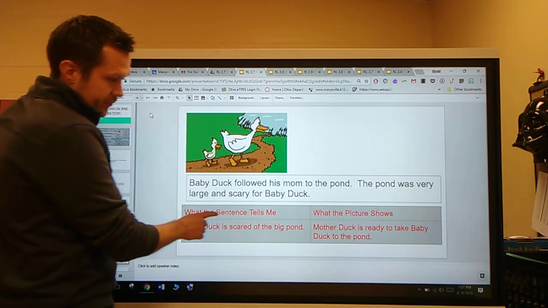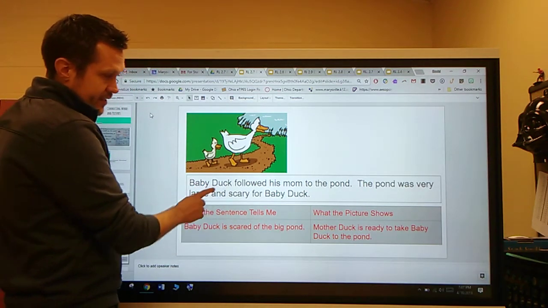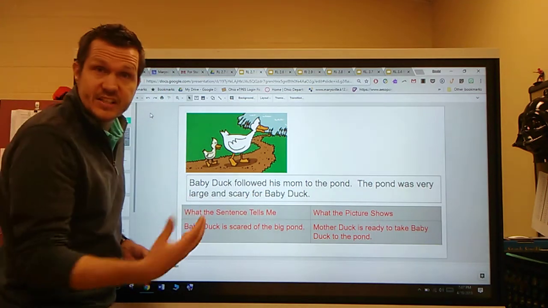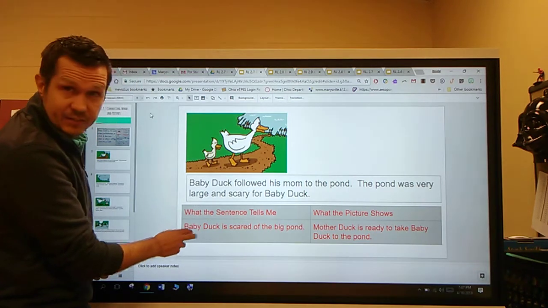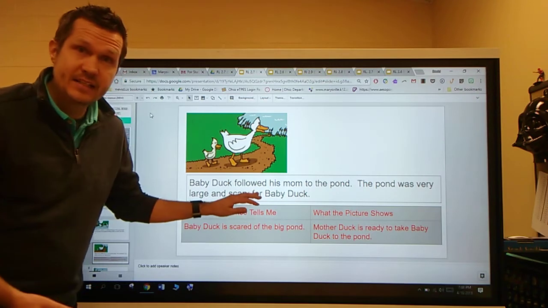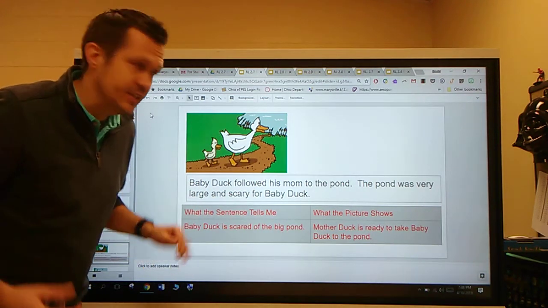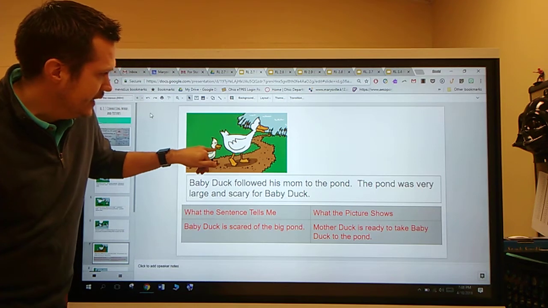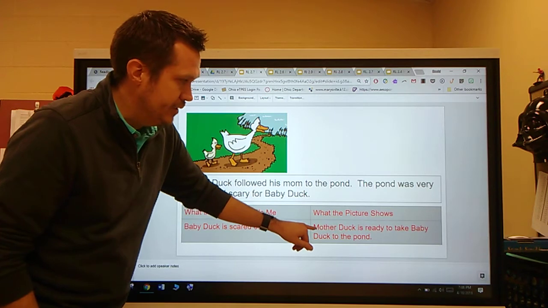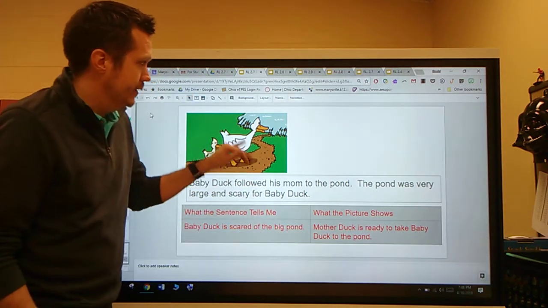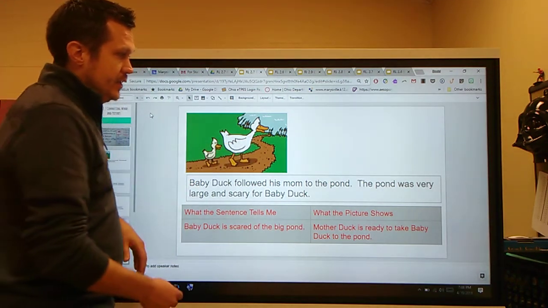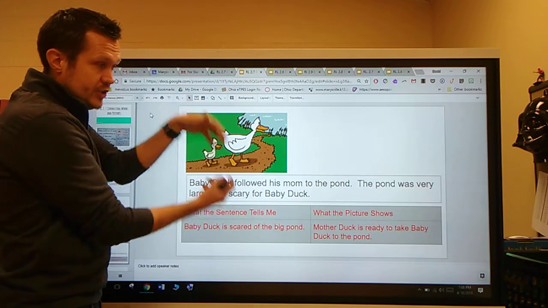So in the first part, let's first explore what the sentence tells us. The sentence here says, Baby Duck followed his mom to the pond. The pond was very large and scary for Baby Duck. So the words are telling me that Baby Duck is scared of the big pond, right? Now I'm going to look at the picture and see if the picture tells me that. It looks like he's kind of got a smiley face, maybe, but it looks like Mother Duck's not scared at all. So the picture shows me that Mother Duck is ready to take Baby Duck to the pond. She's just ready to take Baby Duck. So that's how I'm connecting the words and the picture together. So let's do that on all of them.